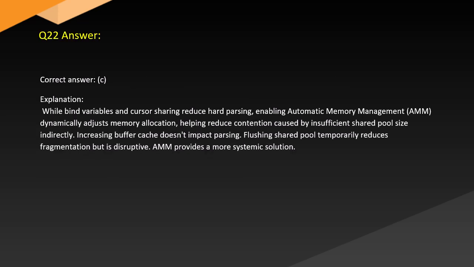Answer. Correct answer: C. Explanation. While bind variables and cursor sharing reduce hard parsing, enabling Automatic Memory Management dynamically adjusts memory allocation, helping reduce contention caused by insufficient shared pool size indirectly. Increasing buffer cache doesn't impact parsing. Flushing the shared pool temporarily reduces fragmentation but is disruptive and doesn't provide a systemic solution.